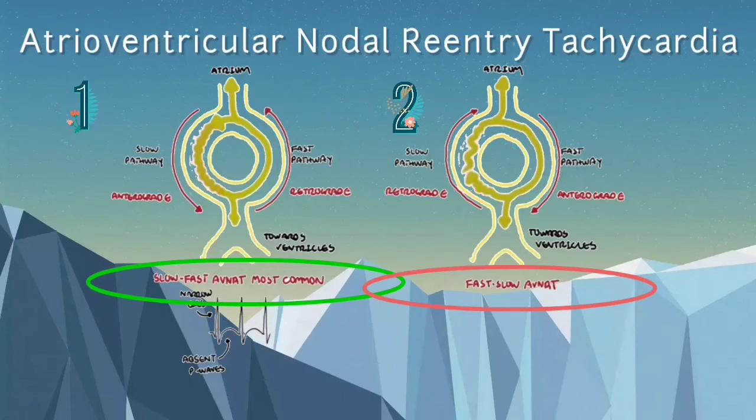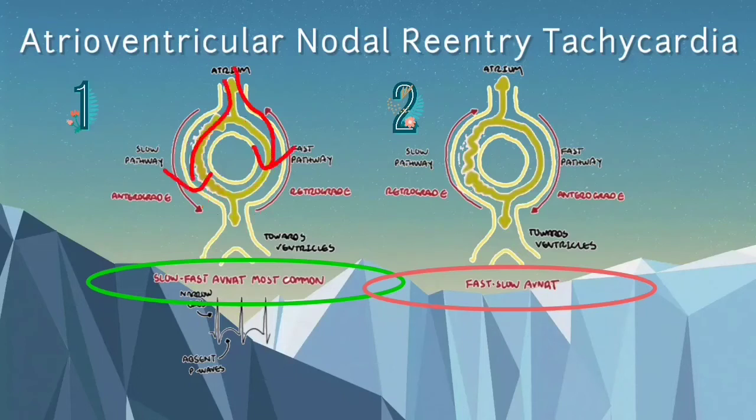For the slow-fast AVNRT, the impulse travels along the slow pathway and fast along the fast pathway. The impulse traveling down the fast pathway will eventually excite cells at the bundle of His, but also in the slow pathway. This fast impulse will just cancel out the slow impulse in the process.